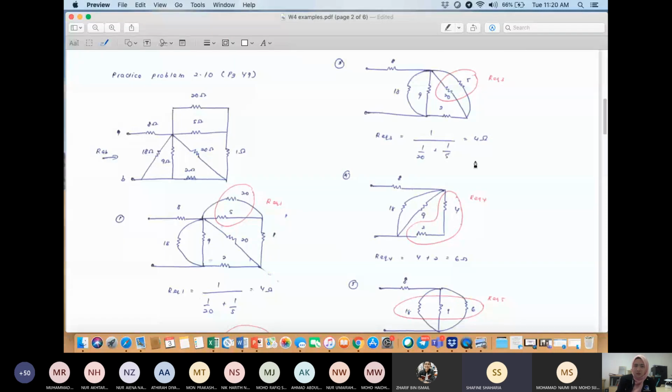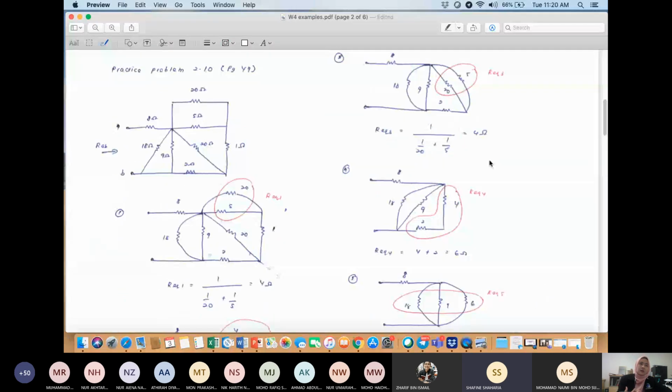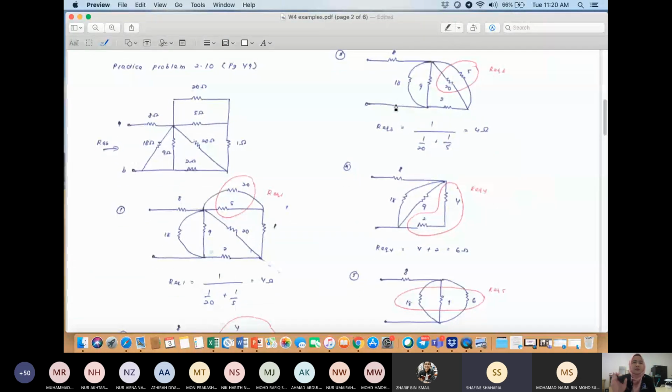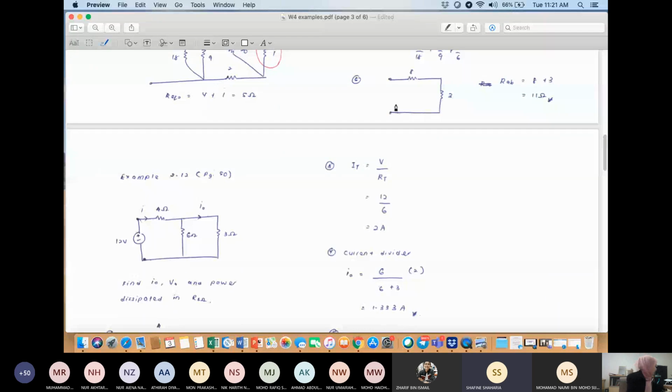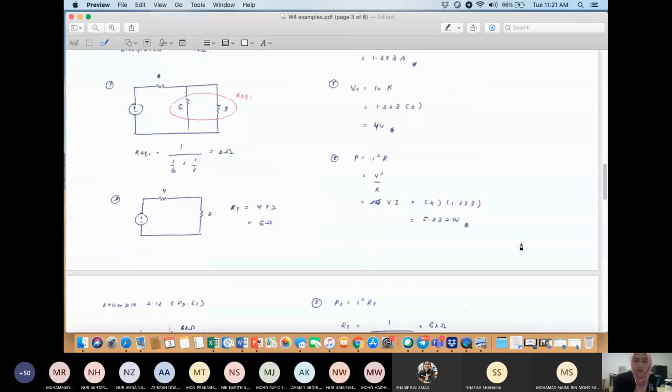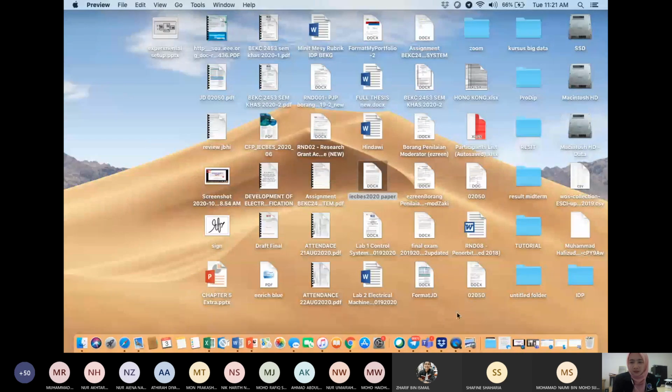So this is the calculation for practice problem 2.10. Please make sure that you jot this down while I explain it to you. No, not this one. This one. Example 2.10. Sorry, I forgot to print the example 2.10. I forgot to scan the example 2.10, but it's okay, we need to do it manually.